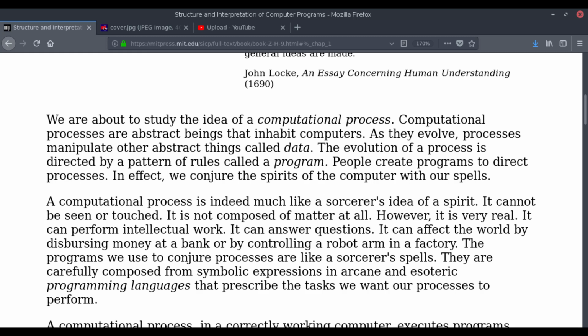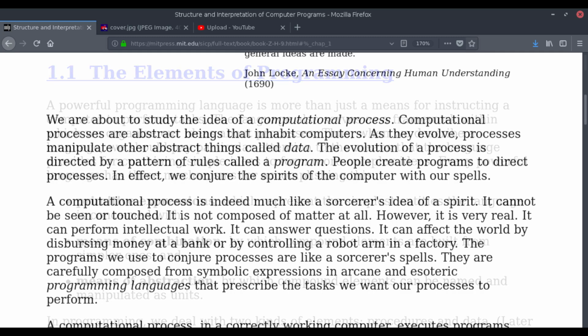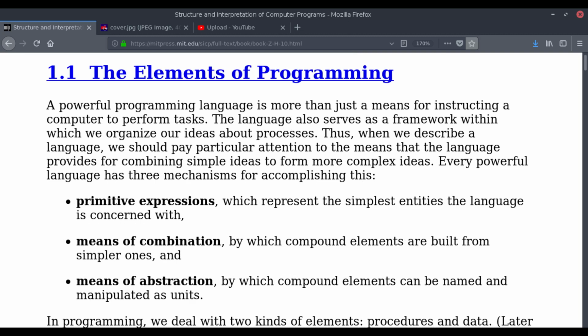They are carefully composed from symbolic expressions, in arcane and esoteric programming languages, that prescribe the tasks we want our processes to perform. 1.1 The elements of programming. A powerful programming language is more than just a means for instructing a computer to perform tasks. The language also serves as a framework within which we organize our ideas about processes. Thus, when we describe a language, we should pay particular attention to the means that the language provides for combining simple ideas to form more complex ideas.